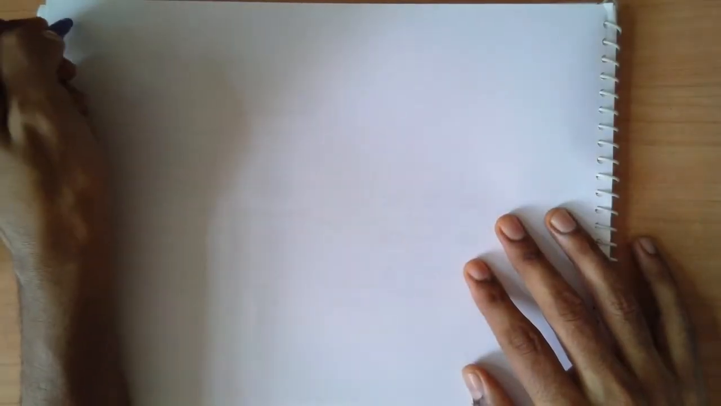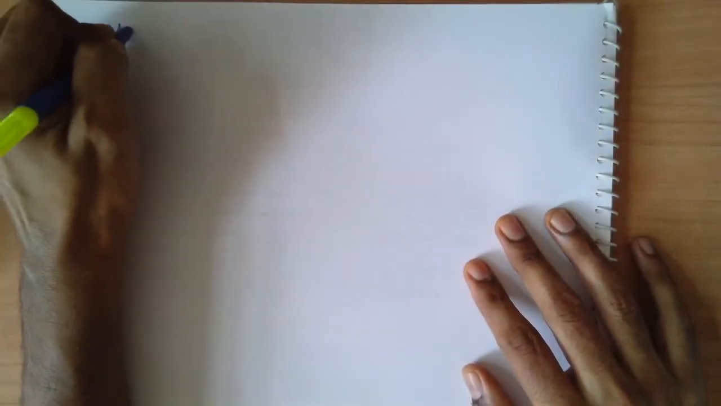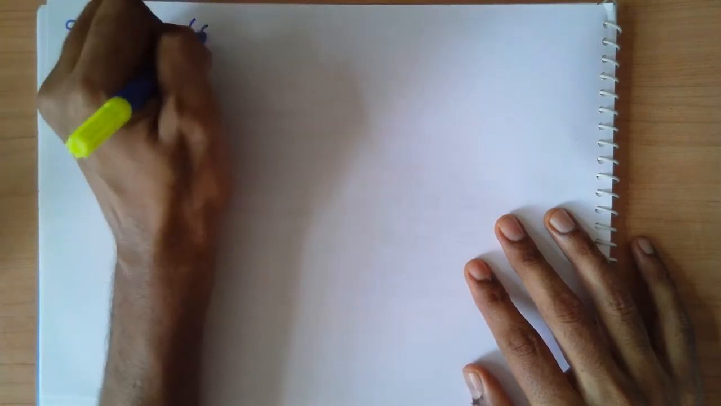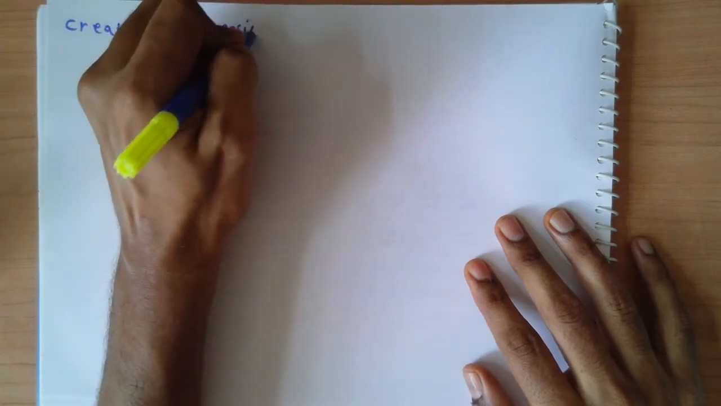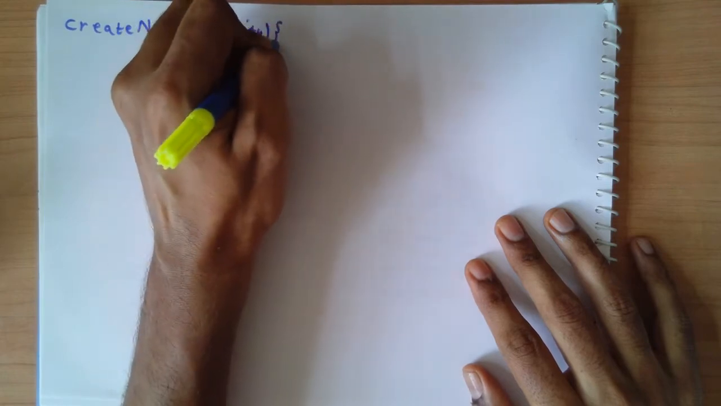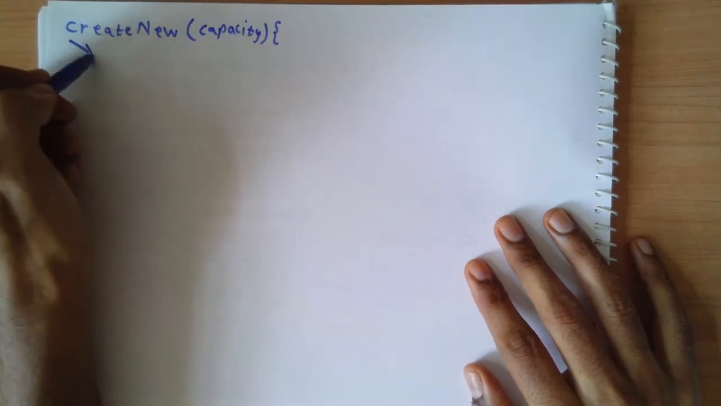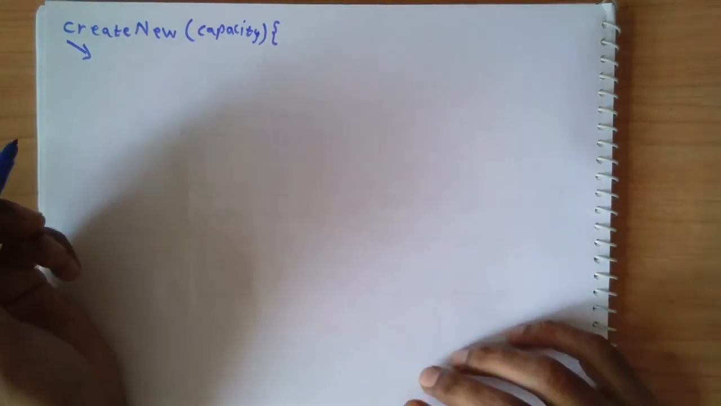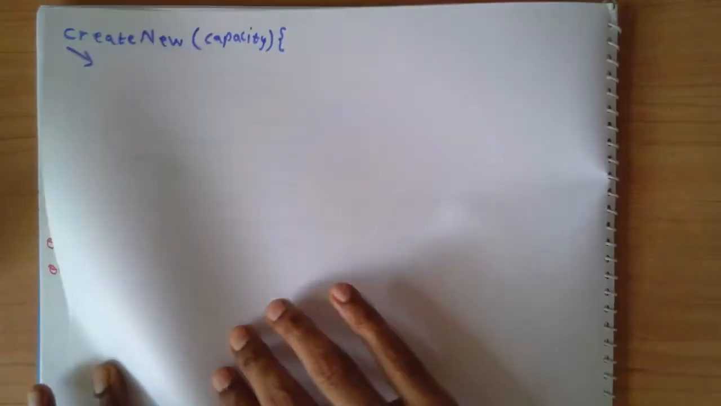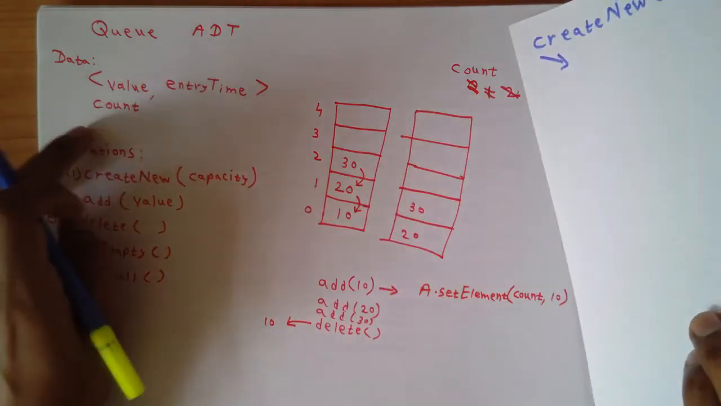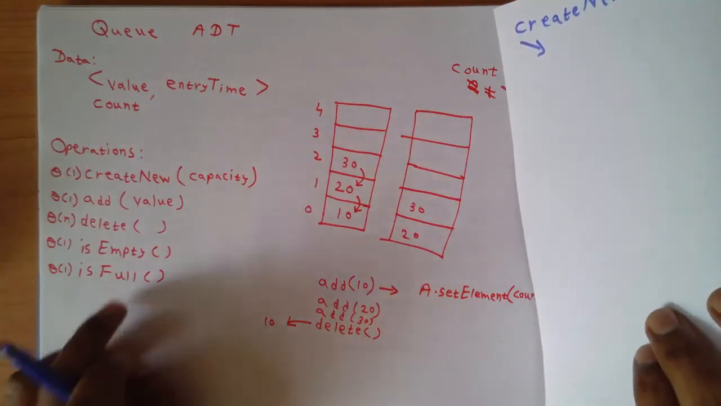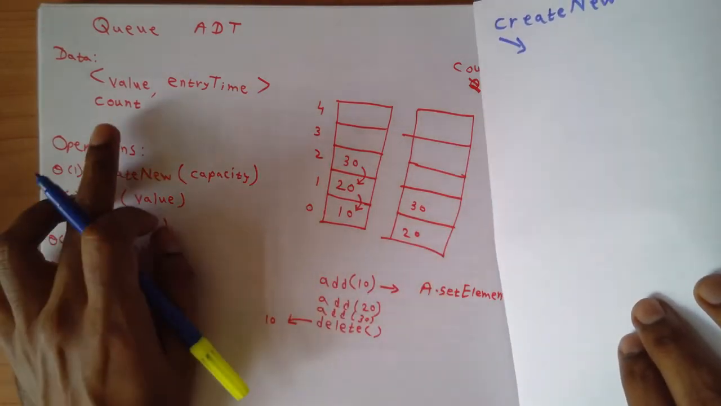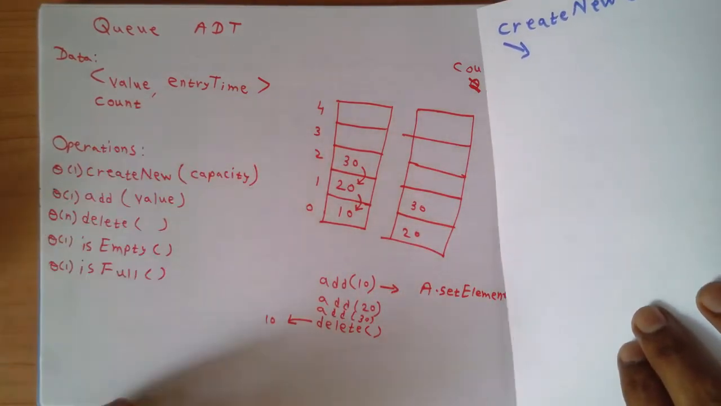First of all, I'm going to create a new queue, create new, and I'm going to specify the capacity for this particular queue. Inside this, I'm going to store all my data in an array A, which is the data element inside my queue, and I'm going to encode the entry time in terms of the index value in the array, and count is going to keep track of how many elements are there in my queue.